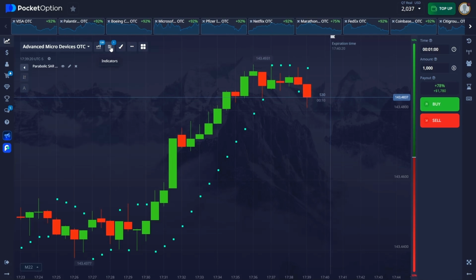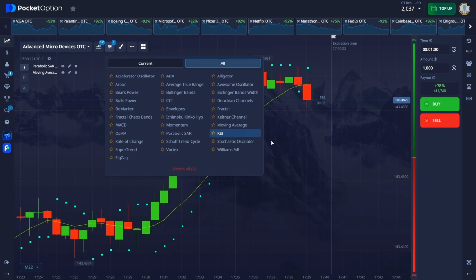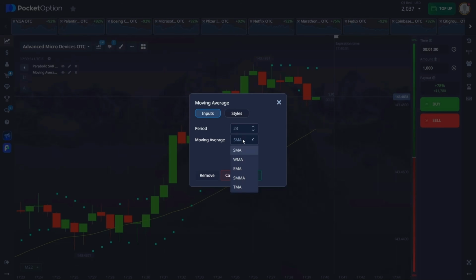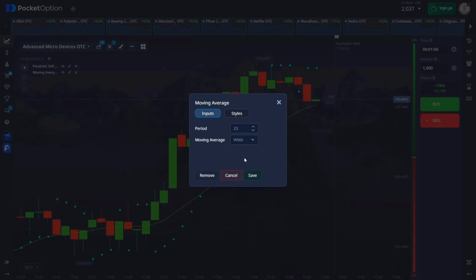For the next indicator, it will be moving average. Today is going to be a little different with the moving average because I will be using 23 right here, and I'm going to switch this to WMA. For the color, I'm going to keep it white, to be honest. 2 pixel. Nice. Hit save.